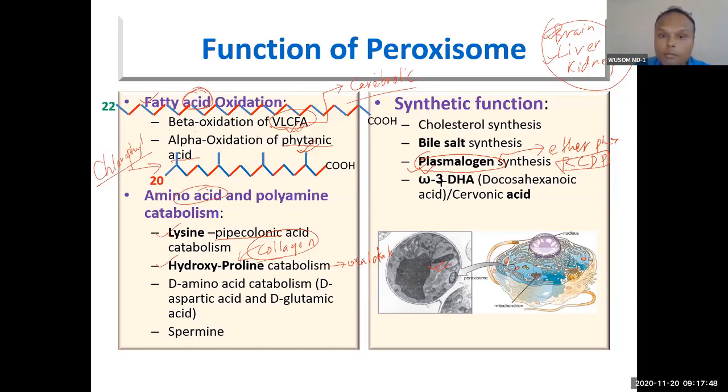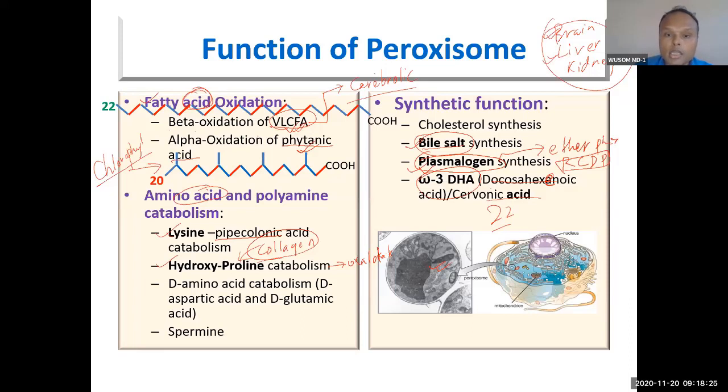Now, bile salt. We will talk about bile acid synthesis, and there we will talk about the role of peroxisome. So bile salt synthesis, and then third is very important, DHA. DHA is required for brain again. So peroxisome is again required in brain for synthesis of omega-3 fatty acid. DHA, docosahexaenoic acid, 22 carbon. Docosa means 22 and hexaenoic means 6 double bonds.